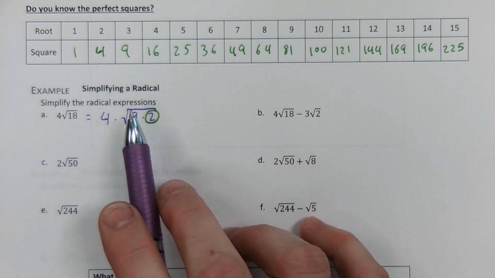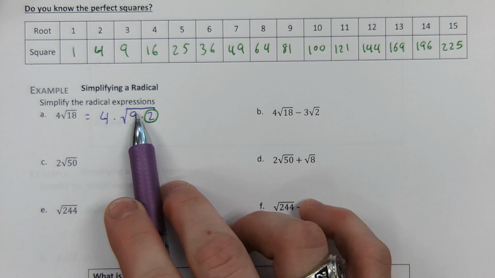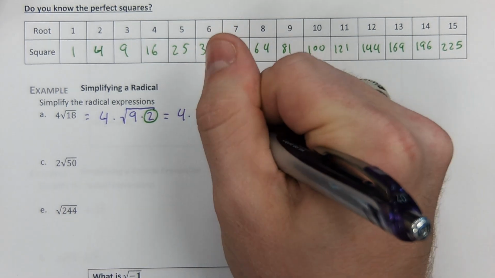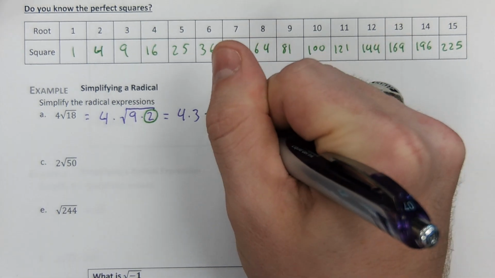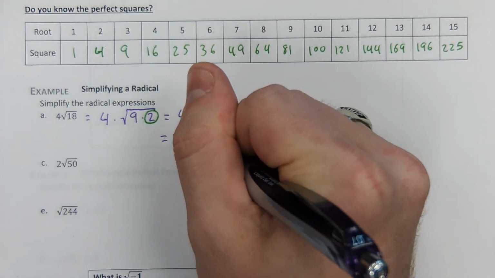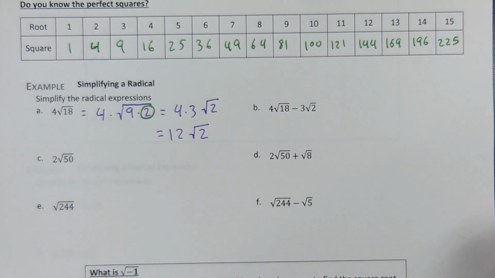But also, because I'm about to liberate this 9, I could take the square root of 9, and the square root of 9 will get to come out of the radical. But there's a multiplication dot there. The square root of 9 is 3. And there's nothing I could do with the 2. It is stuck inside, and 4 times 3 is 12. So that is how you reduce 4 times the square root of 18.